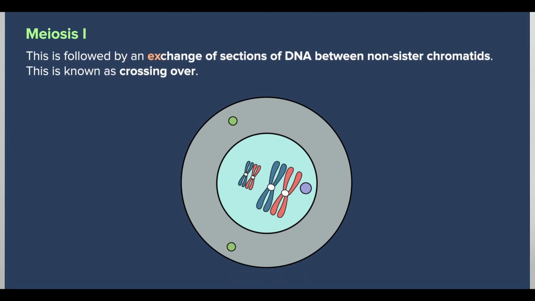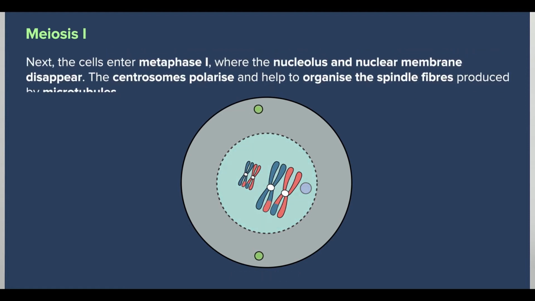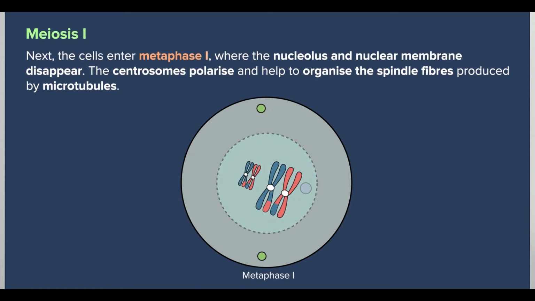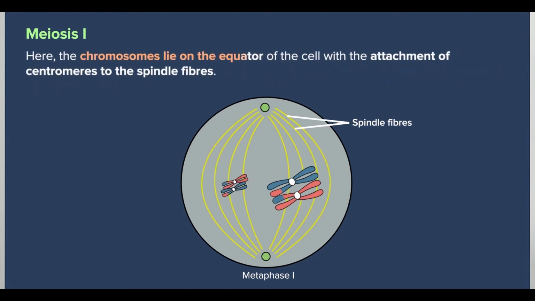This is followed by an exchange of sections of DNA between non-sister chromatids. This is known as crossing over. In the late prophase 1, the nuclear envelope breaks up and the nucleolus disappears as it does in mitosis. Next, the cells enter metaphase 1, where the nucleolus and nuclear membrane disappear. The centrosomes polarize and help to organize the spindle fibers produced by microtubules. Here, the chromosomes lie on the equator of the cell with the attachment of centromeres to the spindle fibers.